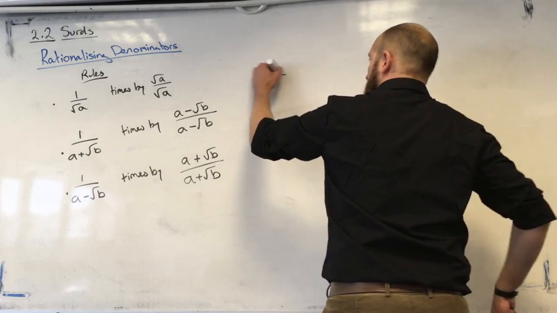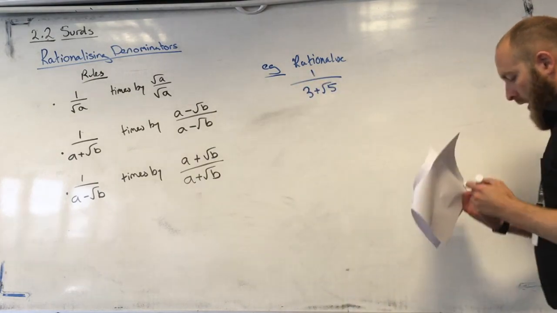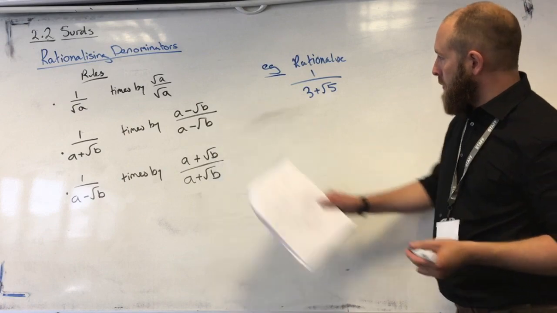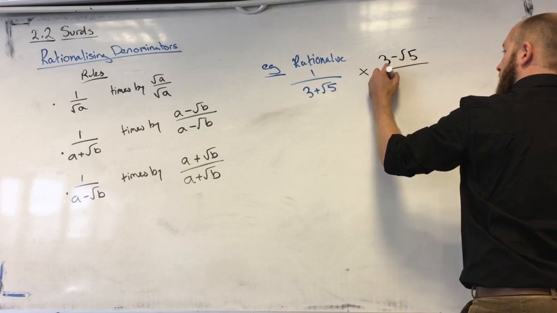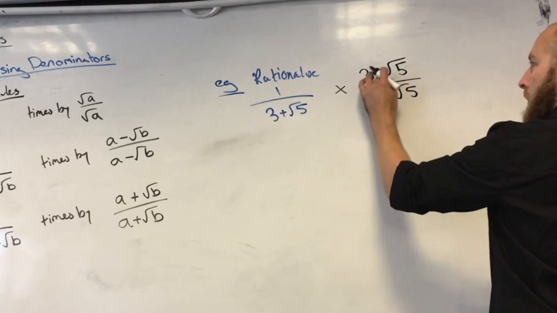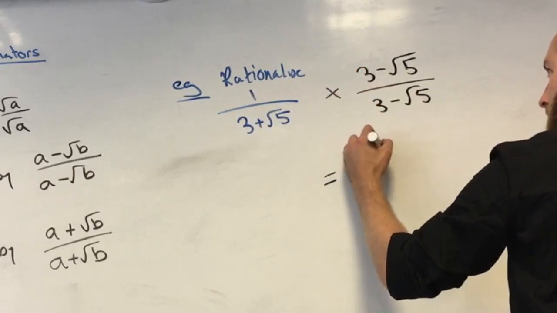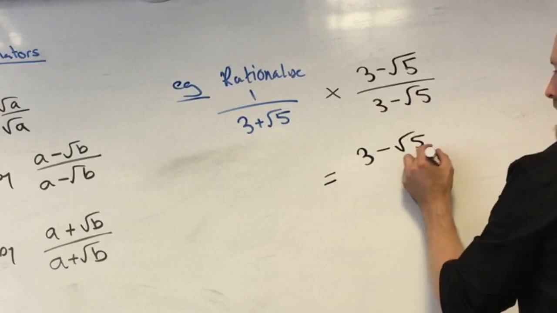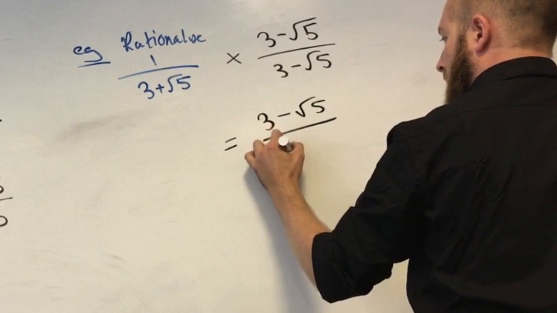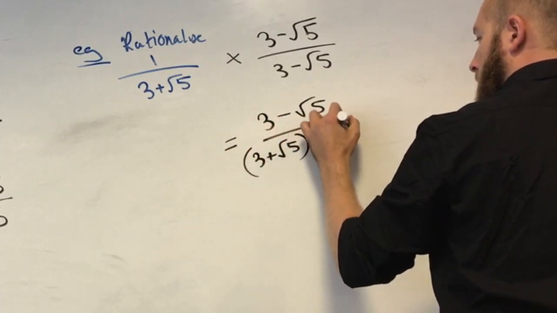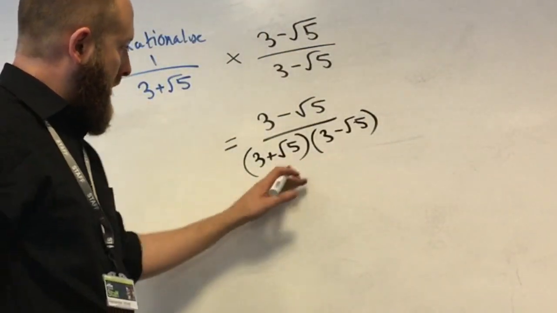So e.g. 1 over 3 plus root 5. According to the rule, we're going to times this by 3 minus root 5 over 3 minus root 5, remembering it's got to be the same on top and bottom. So 1 times 3 minus root 5 is going to give us 3 minus root 5 there. And on the bottom, we've got to expand this like it's a quadratic. So 3 plus root 5 brackets times 3 minus root 5 brackets. So we're going to simplify and expand this denominator.